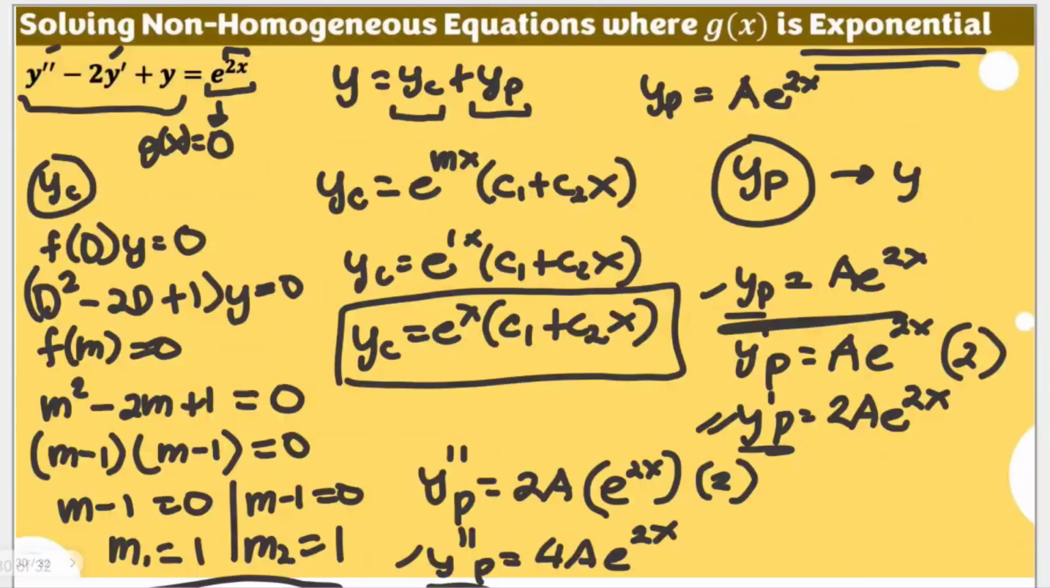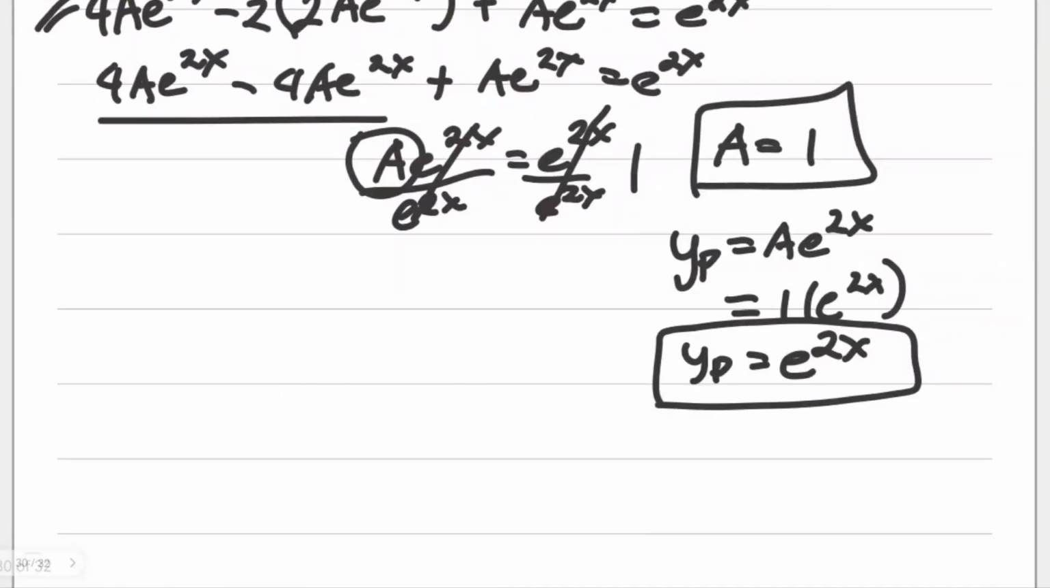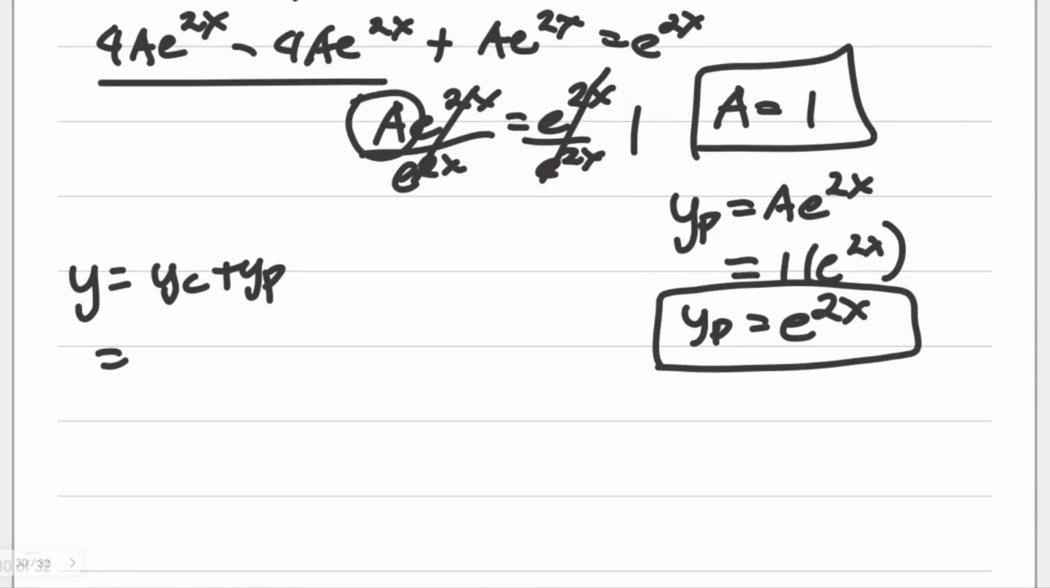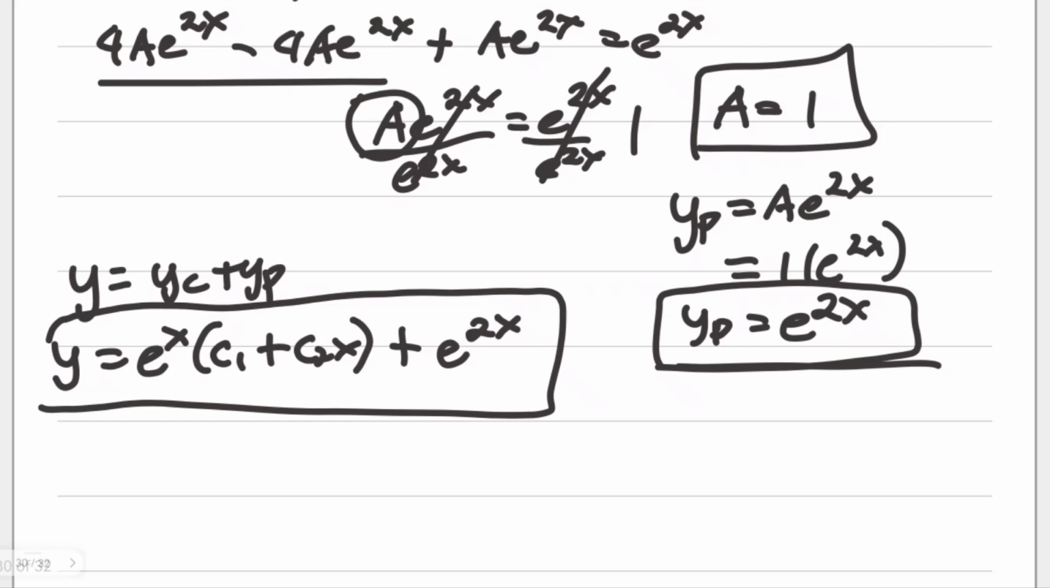Earlier, we already have our y sub c. Since the general solution is just the combination of both, so we'll have our final solution here. y is equal to y sub c plus y sub p. Our y sub c is this one here, e to the power of x times c sub 1 plus c sub 2 x, plus your y sub p, e to the power of 2x. This is now the general solution of the given non-homogeneous higher order equation.